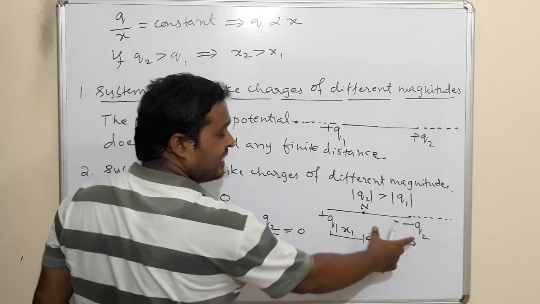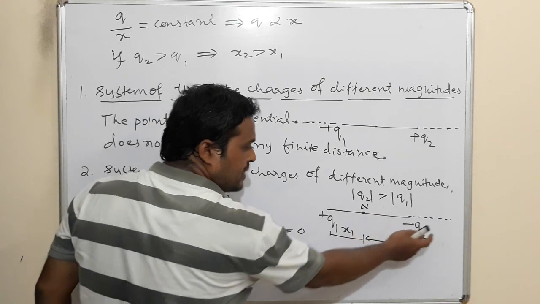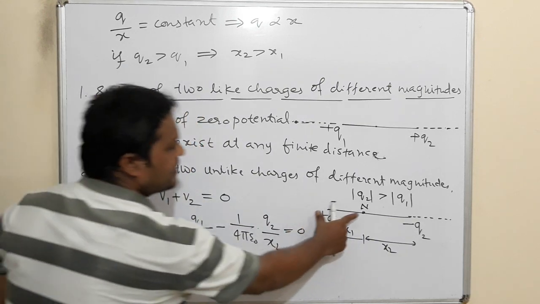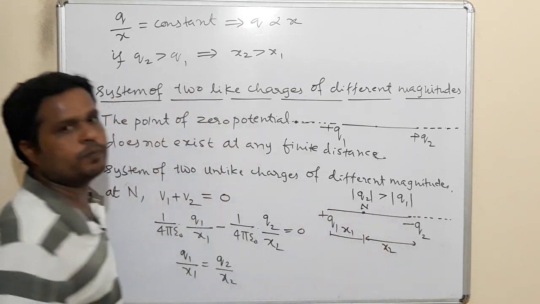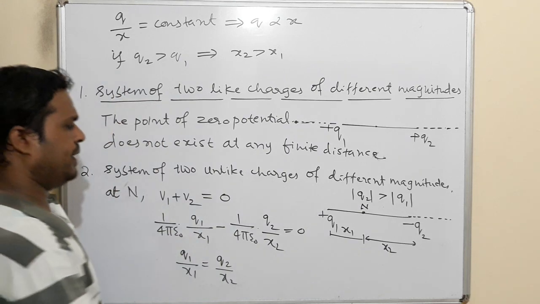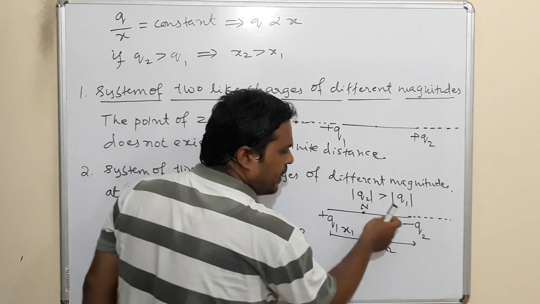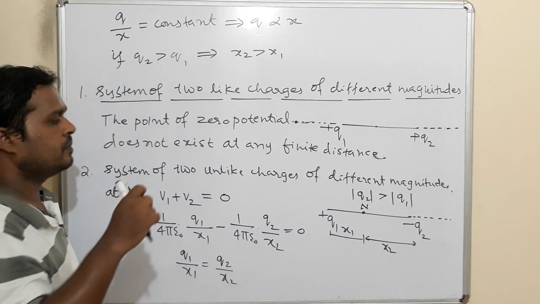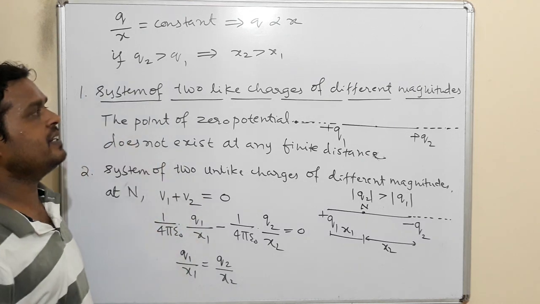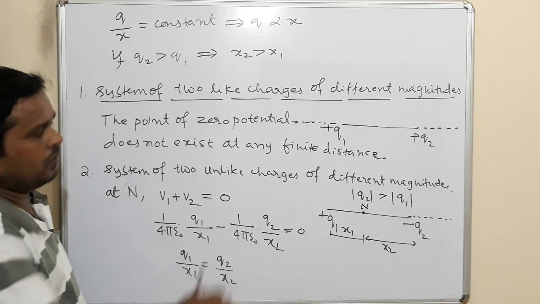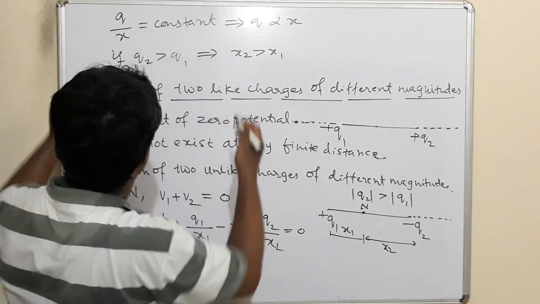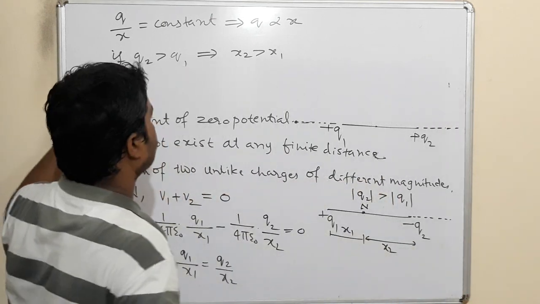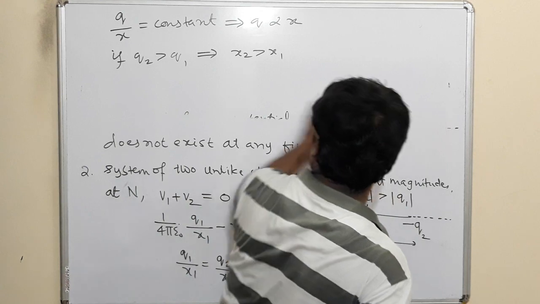That means this neutral point is far away from Q2 and close to Q1. This distance is less and this distance is more. Whether you are calculating it outside or in between the charges, you should always take the neutral point closer to the charge of smaller magnitude. One example we will solve to understand this. It is a textbook problem.